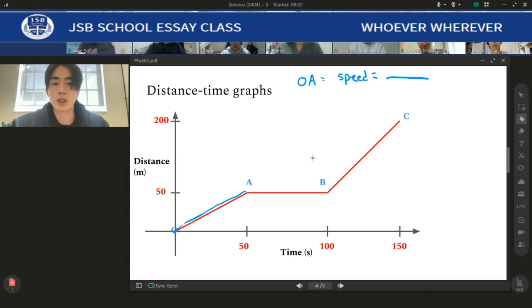Distance divided by time. Good. Very good. So what is the distance and what is the time? 50. Good. So from A, it's 50, 50 divided by time. 50 as well. So the time here is 50, right? So 50 divided by 50, that's just simply 1 unit, meters per second. Okay. All right. So that's O to A.